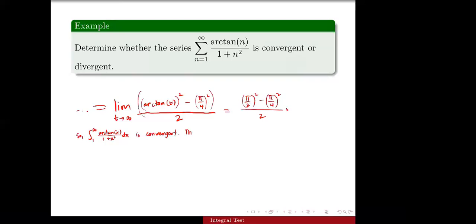Therefore, the series arctan of n over 1 plus n squared, from 1 up to plus infinity, is also convergent. Any questions?